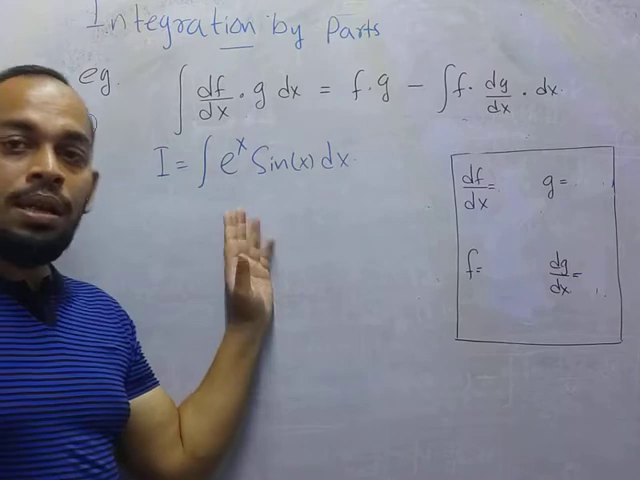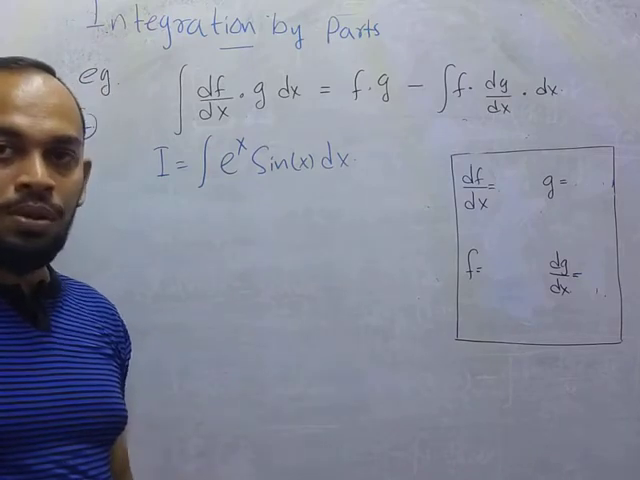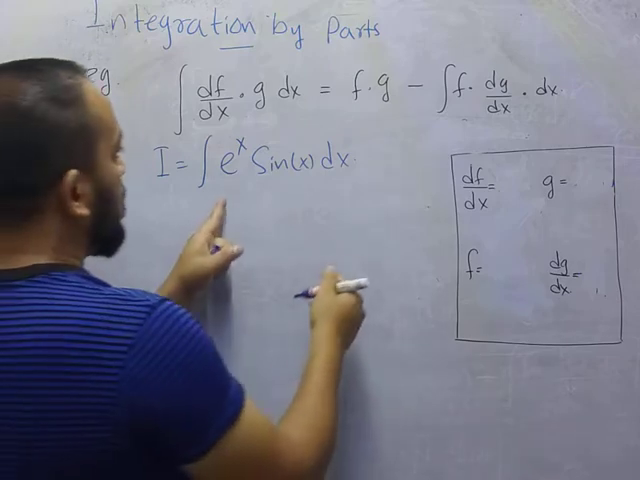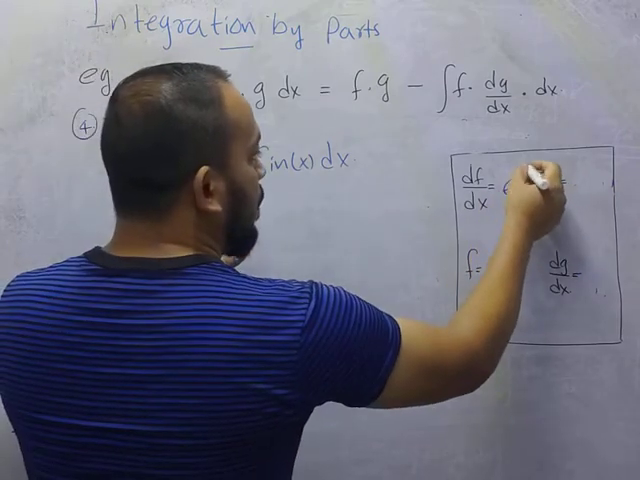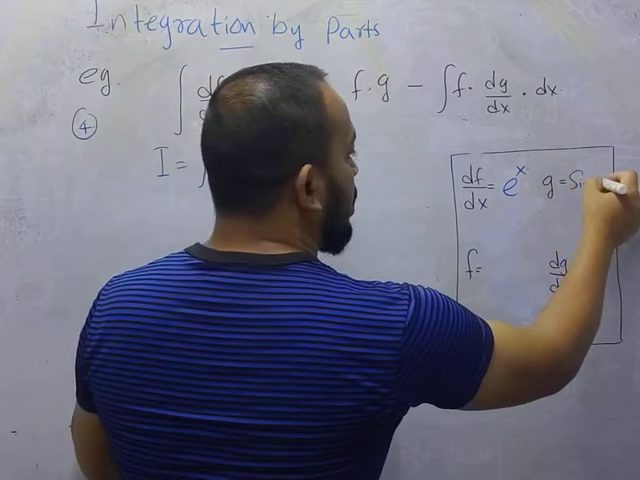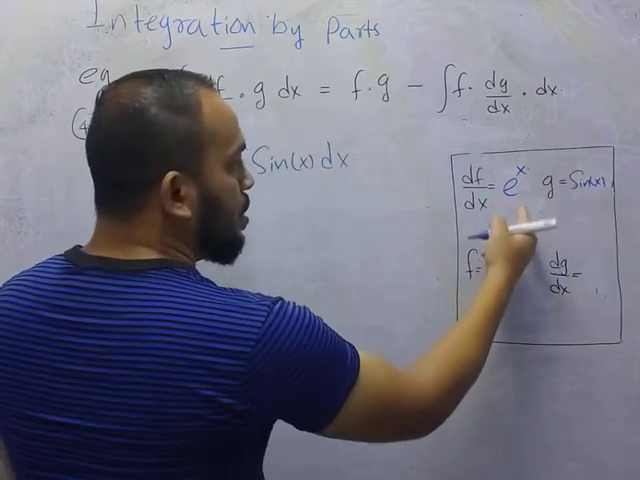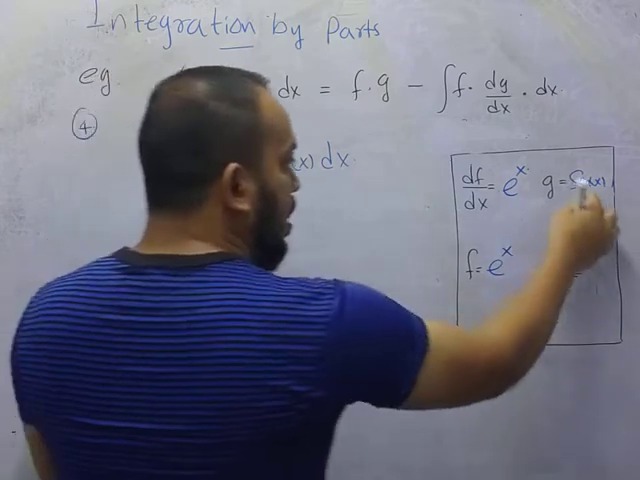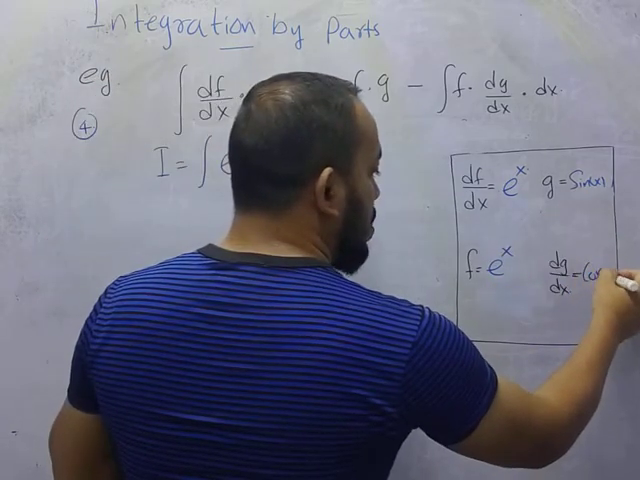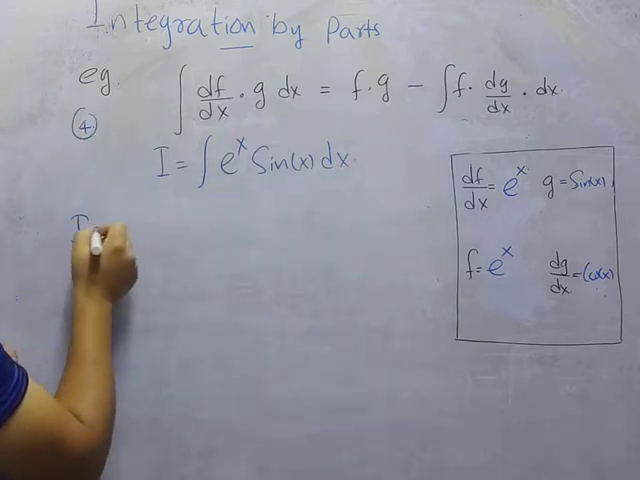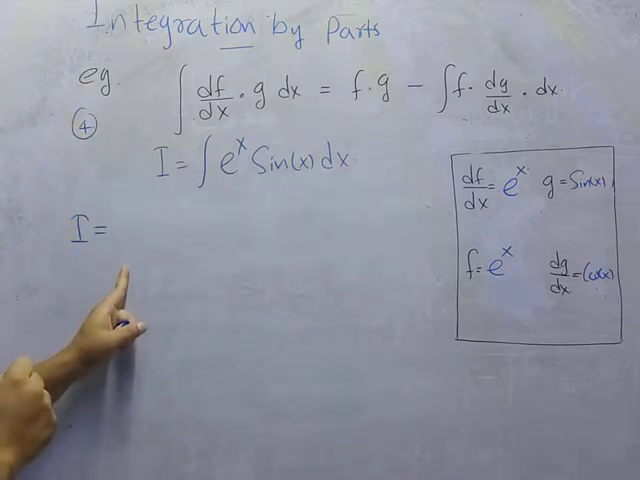Now in this case, it doesn't matter what function you choose for df by dx. Suppose df by dx is e to the power of x and g to be sine x, right? Then on integration, you get e to the power of x back. Sine x differentiated, you get cosine of x, right? So let's write I.